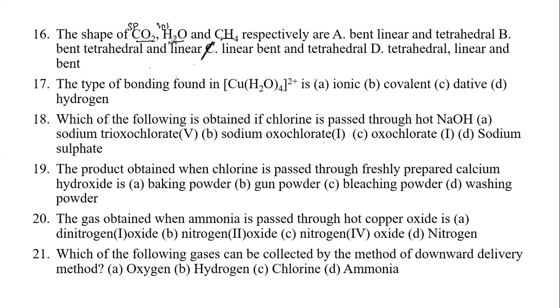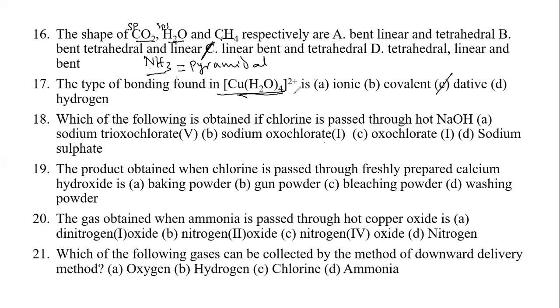These four molecules are very likely in JAMB questions. The shape of ammonia is trigonal pyramidal. The shape of water is bent or V-shape, then tetrahedral, linear. The 4 of them, you should be expecting them in your UTME. Question number 17. The type of bonding found in this compound is what? So that is going to be dative bonding or coordinate covalent bonding. All right. So that's why option C will be the correct answer.